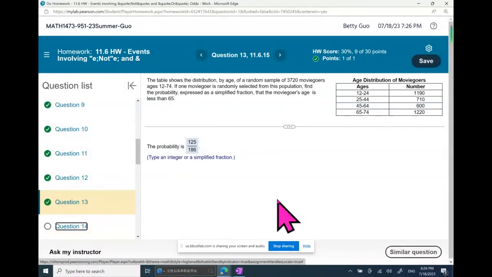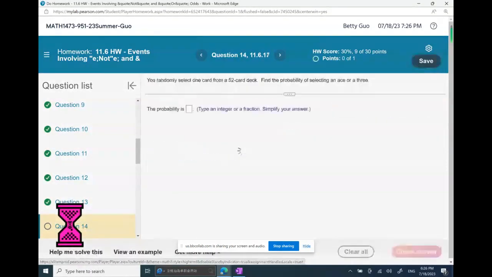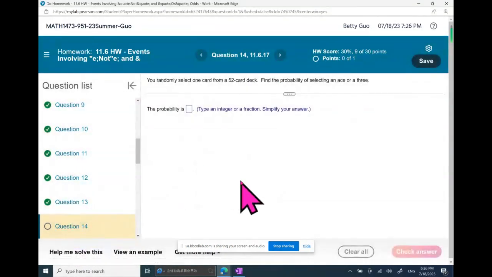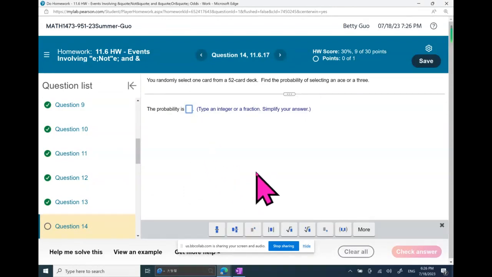Number 14. You randomly select one card from a 52 card deck. Find the probability of selecting an ace or a 3. Ace is number 1, so 1 or 3, right? This is a probability involving or. Remember earlier I said to apply the addition rule to find the probability of A or B, the first thing we need to determine is, are the two events mutually exclusive or not?